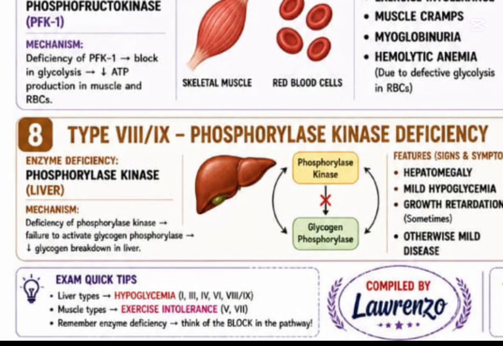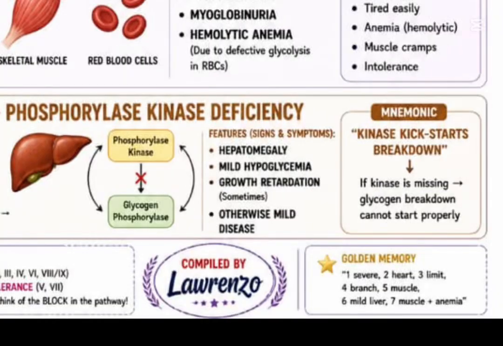Phosphorylase kinase will be deficient here, causing what? Accumulation of glycogen. Then what will happen? There will also be hepatomegaly. There will be what? Mild hypoglycemia. There will be growth retardation, and all these things are just common deficiencies.